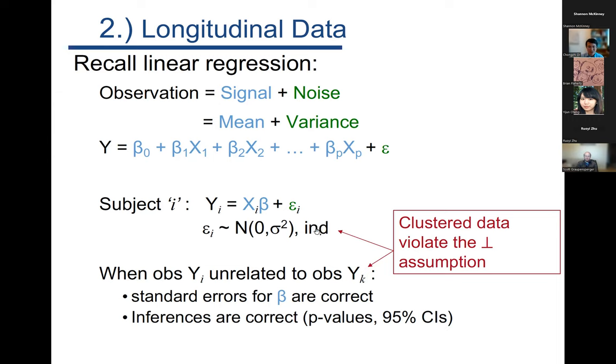With independence, we are able to use some linear algebra to work out a way, like least squares, to obtain regression coefficients and standard errors, so you can do hypothesis testing and confidence intervals. But the independence assumption here is really crucial. If some observations yi are correlated with yk, the problem is that your standard error estimate will not be correct. Because of that, your p-values and 95% confidence intervals will also be invalid.